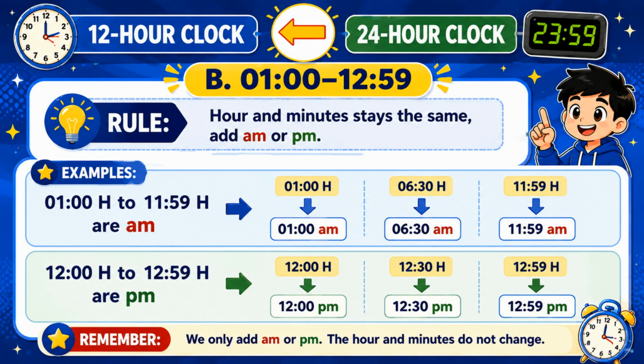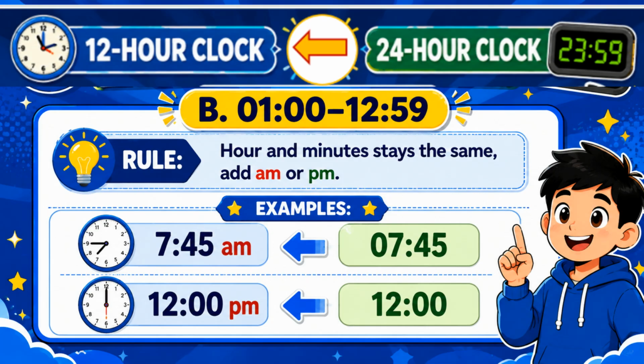This rule applies to times from 0100 up to 1259. Here's the rule. Keep the hour and minutes the same, then add AM or PM. How do we know whether to use AM or PM? 0100 to 1159 are AM. 1200 to 1259 are PM because noon starts at 12 p.m. Let's look at the examples.